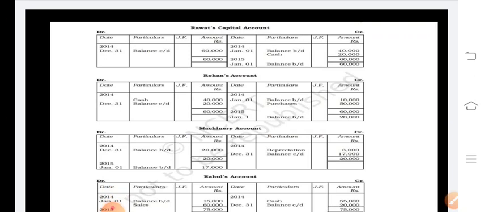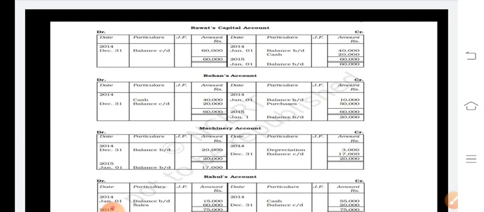Okay, so here instead of giving a question on journal, I have directly prepared ledgers for you so that you can directly understand how ledgers are converted into trial balances. So here we are given certain ledger accounts. The first account is Rawat's capital account. That means it's a capital account, the person who has started the business whose capital account is there.